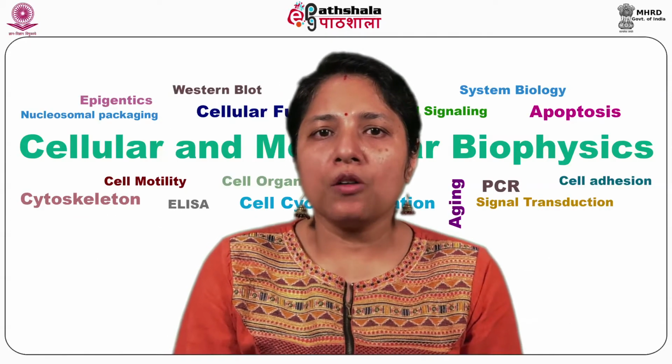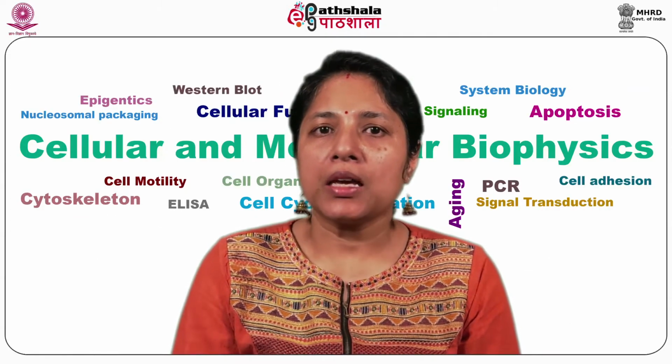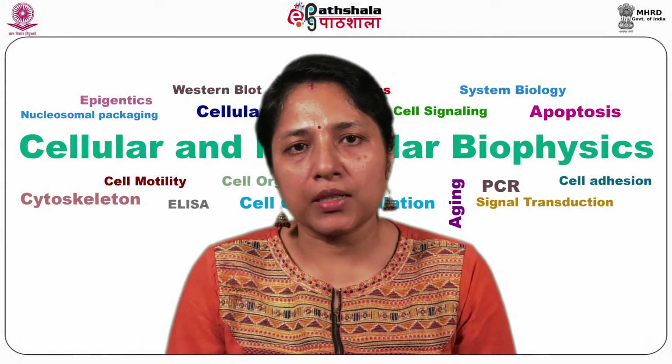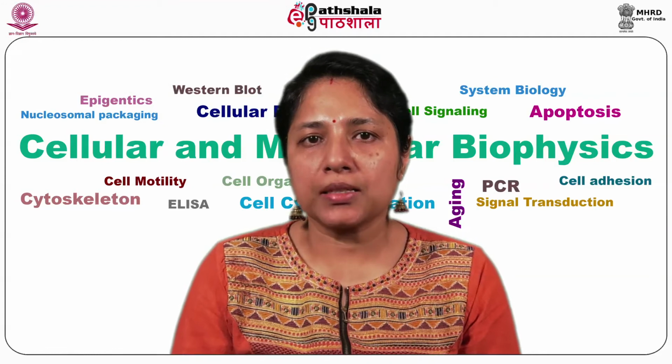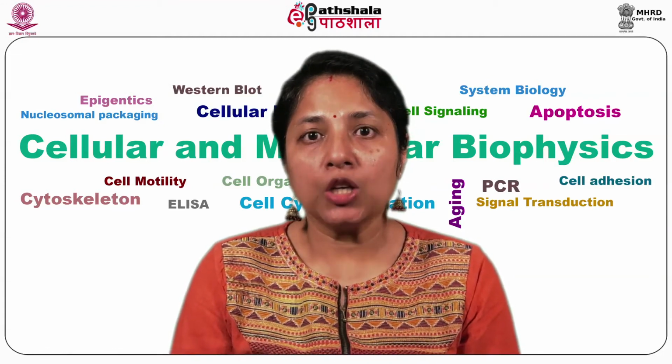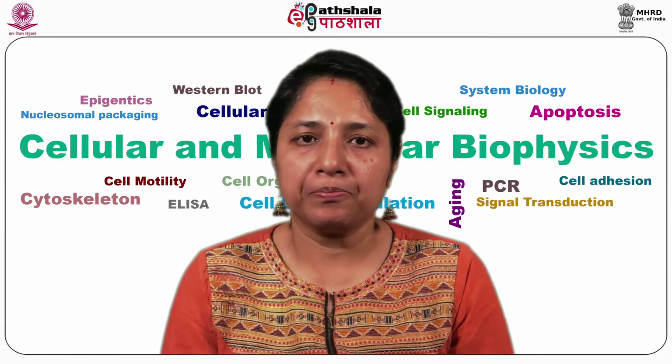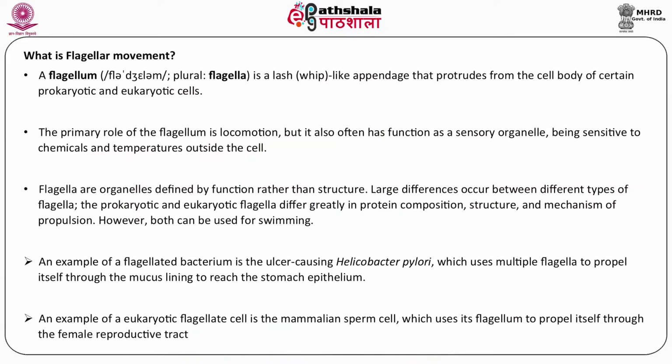An example of a flagellated bacterium is the ulcer-causing Helicobacter pylori, which uses multiple flagella to propel itself through the mucous lining to reach the stomach epithelium. An example of a eukaryotic flagellate cell is the mammalian sperm cell, which uses its flagellum to propel itself through the female reproductive tract.